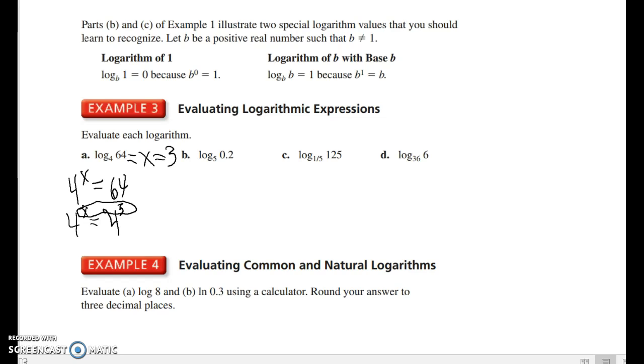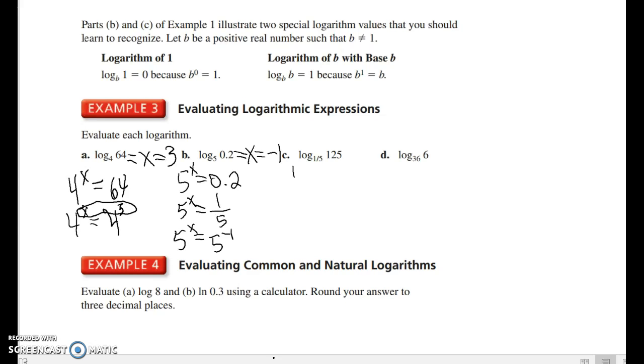And then let's look at part B. If we do the same thing, set this equal to x, we're going to have 5 to the x power equals 0.2. You should know that this is actually 1/5. So 5 to the x is 1/5. And if I just want the 5 to come up to the top, I know that means it's 5 to the negative 1 power. So then x equals negative 1.